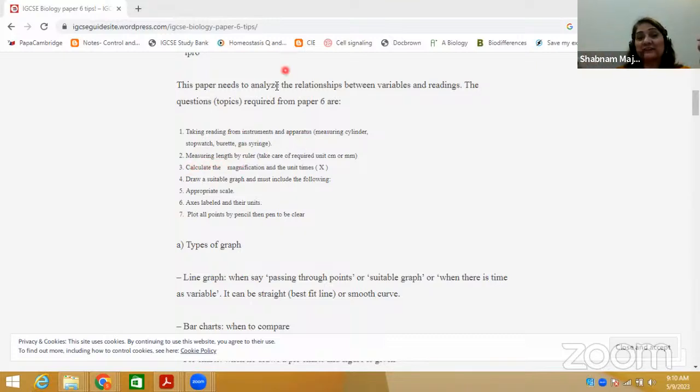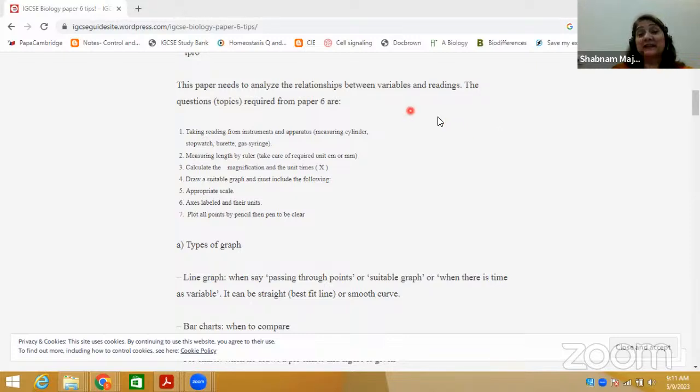Measuring length is very important. In biology, you use a ruler for length and take care of the required unit. Units are also very important in biology because, for example, in magnification you mostly take millimeters as the unit, and you should always use a ruler marked in millimeters. But if you take centimeters, then you have to convert into millimeters. How do you convert centimeters to millimeters? Very simple. You must know, you have to multiply by ten.